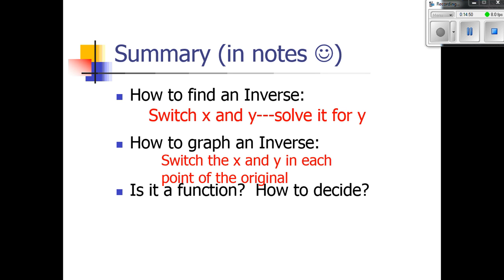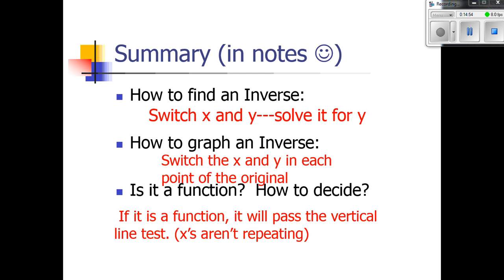And in order for you to decide if it's a function, we really need a graph to do that. And we do that by seeing if it will pass the vertical line test. Another way, remember, x's aren't repeating. You can't have more than one x going to two different places, okay? So that is another way.